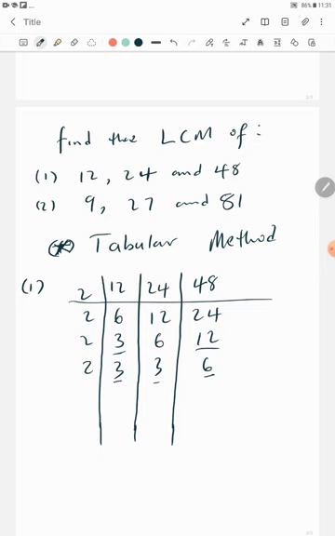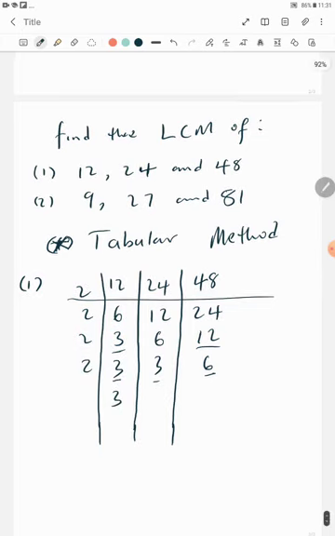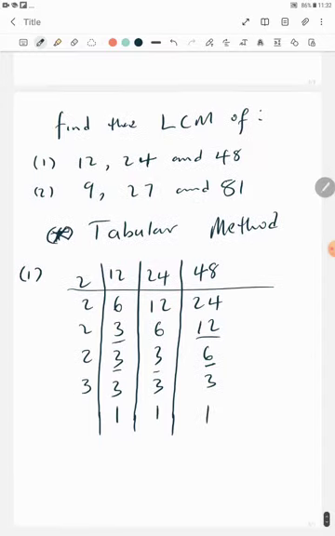Still use your 2, but bring down these 3, because 2 cannot go accurately in it. Bring down these 3, but 2 in 6 will give us what? 3. And then the last number here I can see is what? 3. So we have 3 here, 1, 1, 1. And then you see that what?